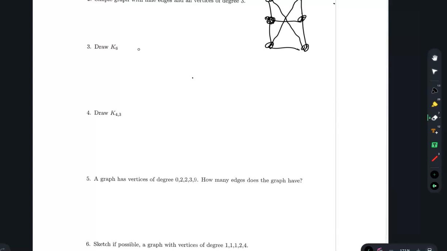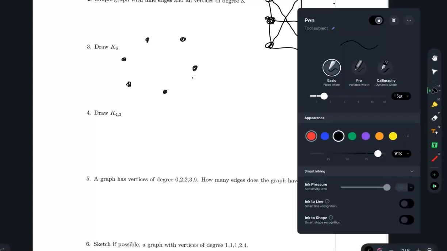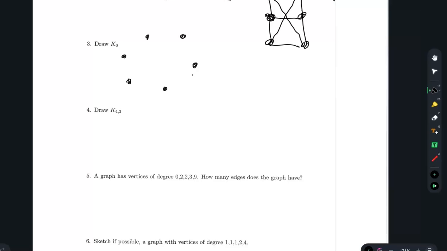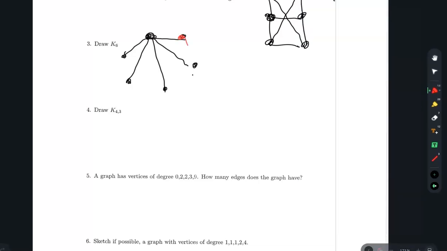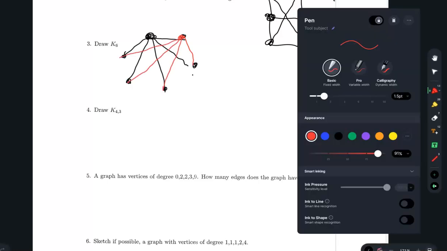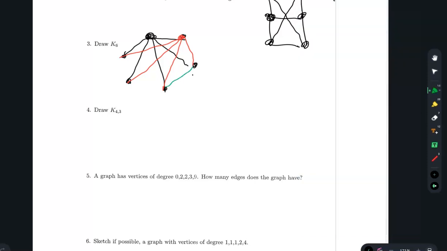Okay, K6 is going to be 6 vertices where each of them has an edge going to each one of the other vertices. So 1, 2, 3, 4, 5, 6. Yep, got it down. So this will go here, here, here, and here. Then I go to the next vertex. It's going to go here and here, and it's already going there. Then the next one, I just make it go to all the other vertices.